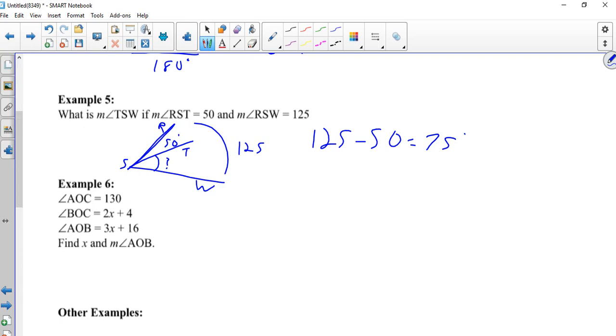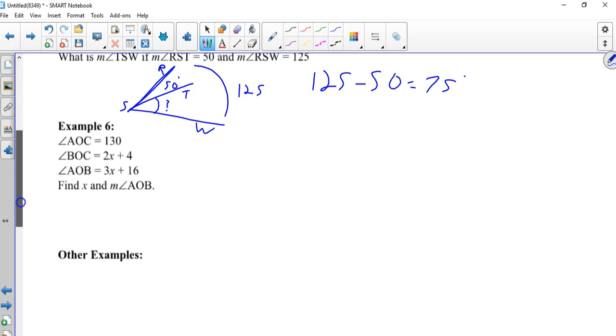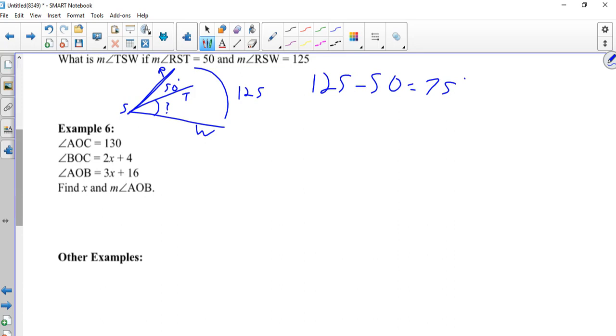So it's just the opposite of the addition. If you know the whole thing and then a piece, you subtract. If you know the two pieces, you add. Okay, example 6. AOC is 130. BOC is 2x plus 4, and AOB is 3x plus 16.